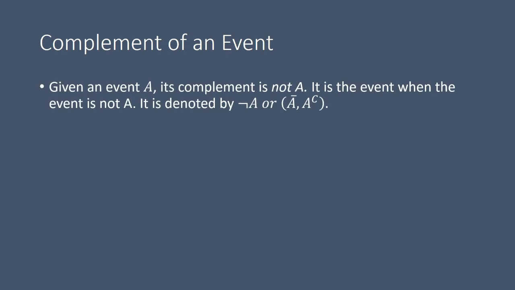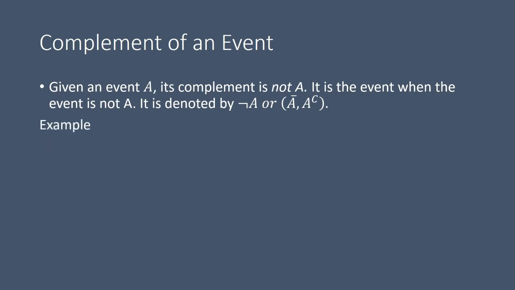The complement of an event. Given an event A, its complement is not A. It is the event when the event is not A. It is denoted by this symbol, not A. Other books use this notation for the complement of an event.